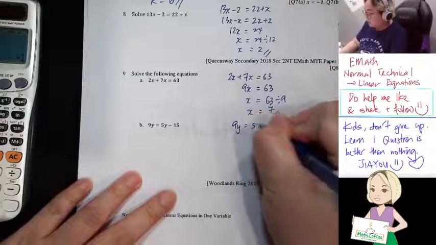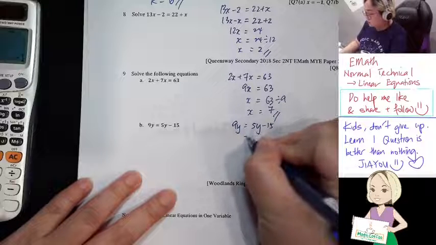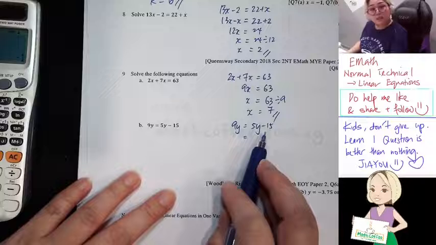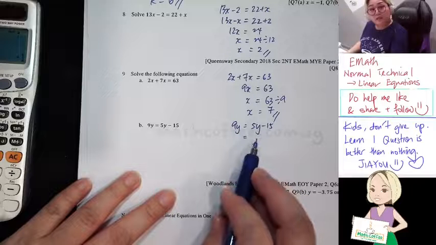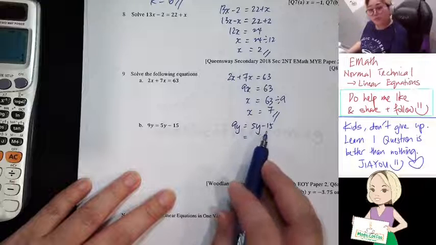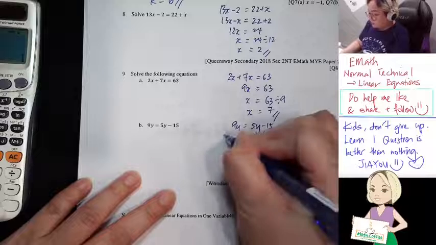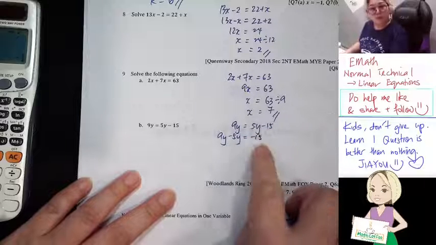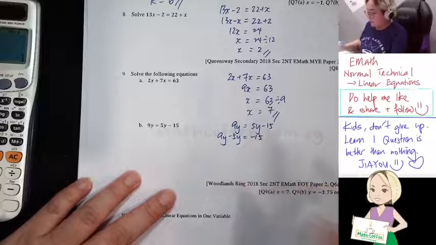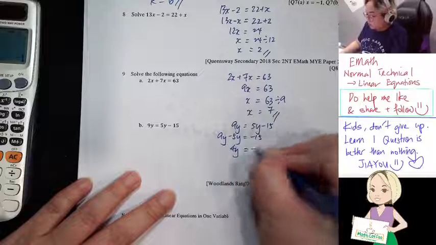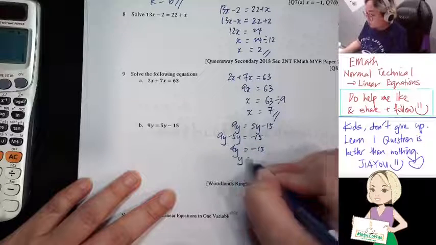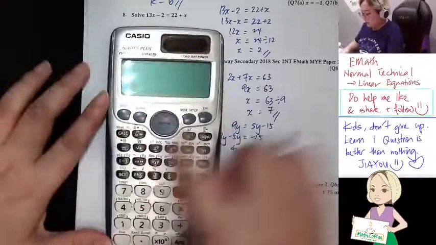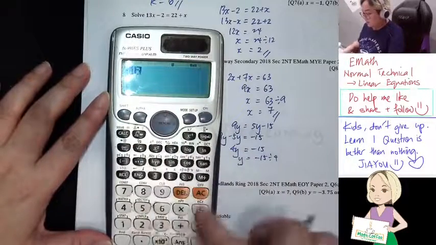9y equals 5y minus 15. So for this one, be careful. The negative 15 is on the right hand side. When you keep it, it's negative 15. So this is 9y minus 5y. Take note there's a negative 15. So this one is 4y equals negative 15. So y is negative 15 divided by 4. So again, press the calculator, negative 15 divided by 4.